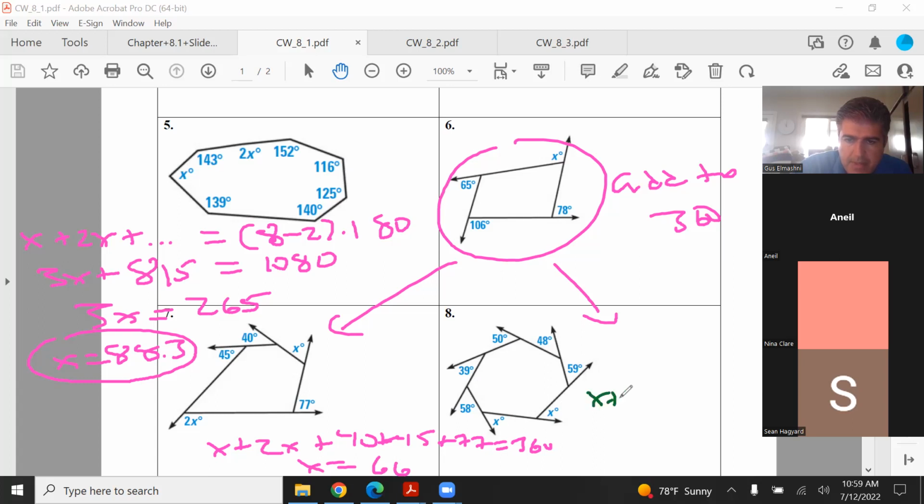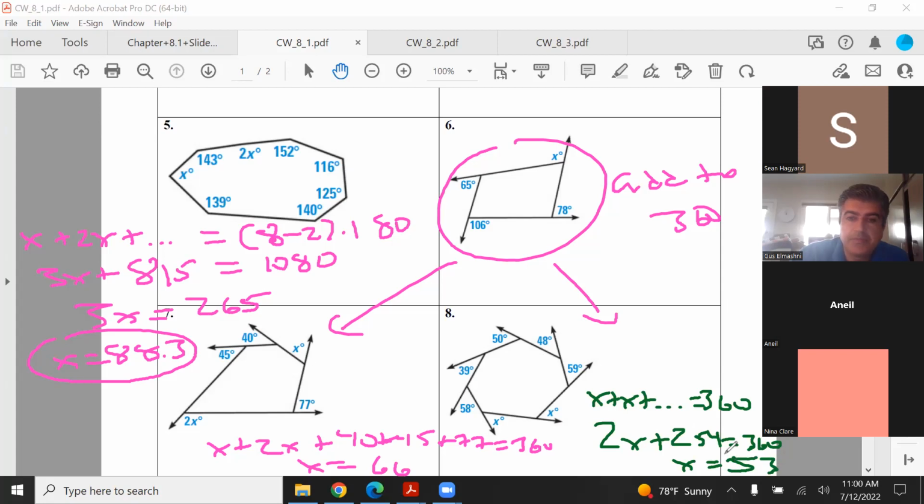And then for this one here, you have x plus all the other junk has to add to 360. And what do we got here? We got 2x. What does all that junk add up to? 58 plus 39 plus 50 plus 48 plus 59, 254. If you solve for x correctly, you should get 53. Okay. So 66 and 53 are the answers for 7 and 8.